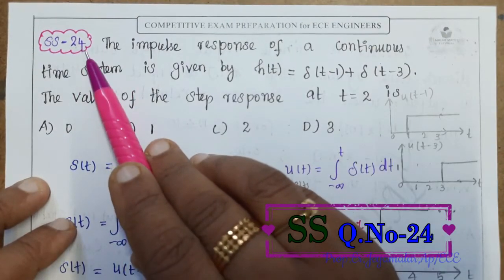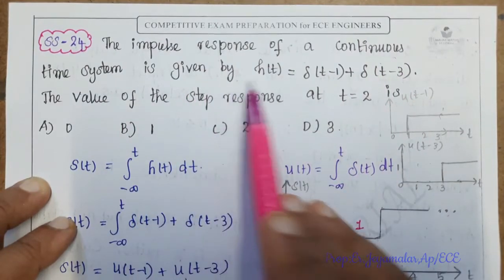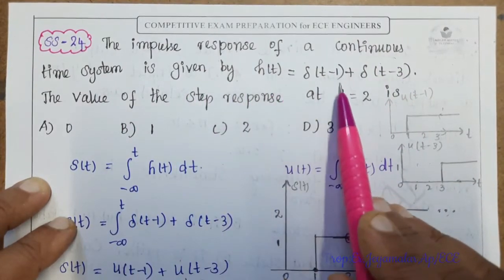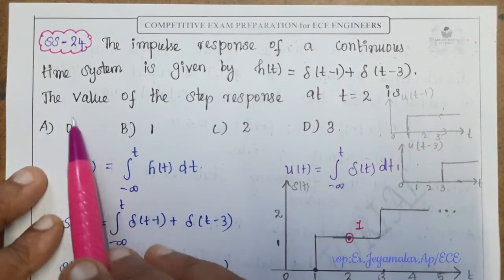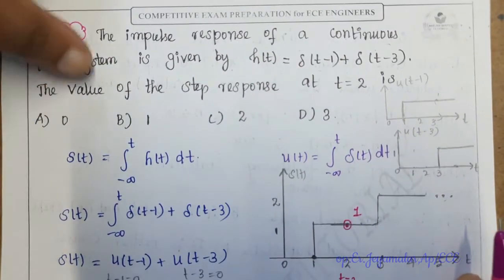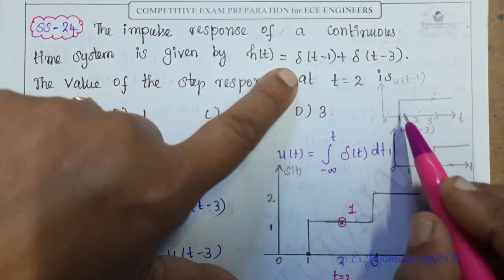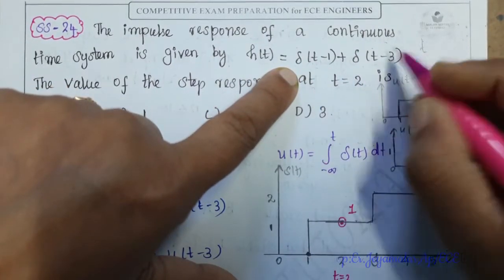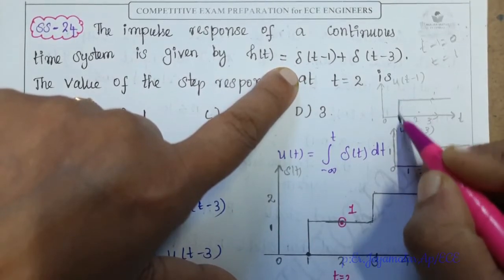Signals and systems question number 24. The impulse response of a continuous time system is given by h of t equal to delta of t minus 1 plus delta of t minus 3. Delta is nothing but the impulse function. The question is the value of the step response at t equal to 2. First of all, draw the graph for the given function. Delta of t minus 1: find the starting point. t minus 1 equal to 0, so t equal to 1. So 1 is the starting point, and the amplitude is 1, isn't it?